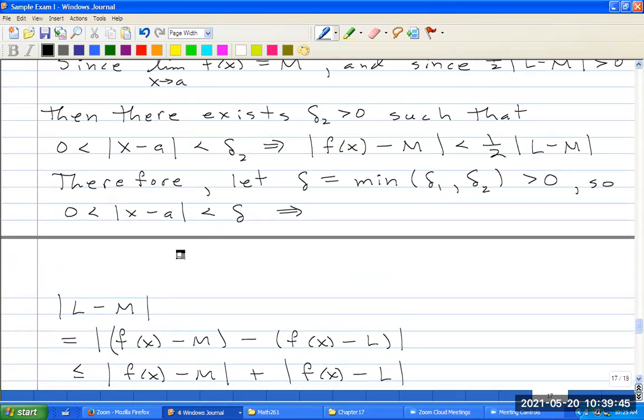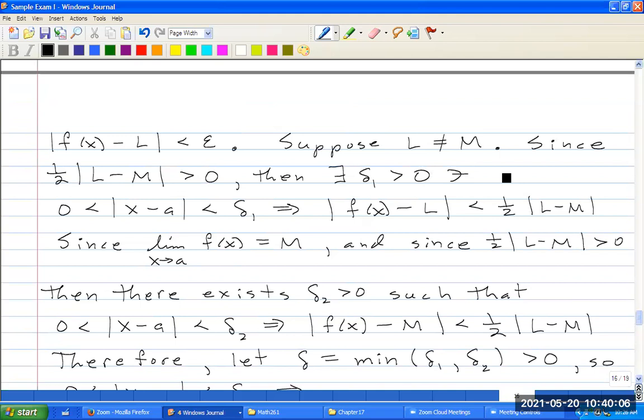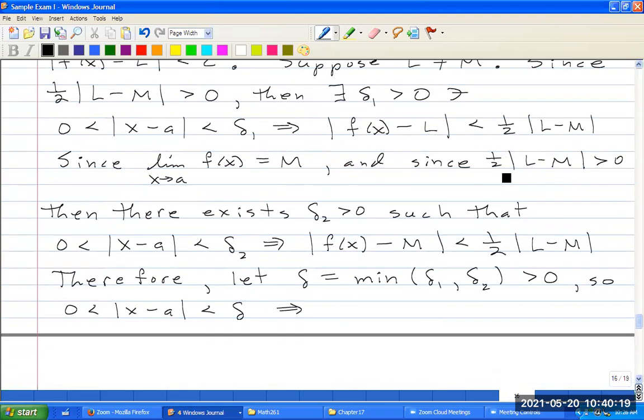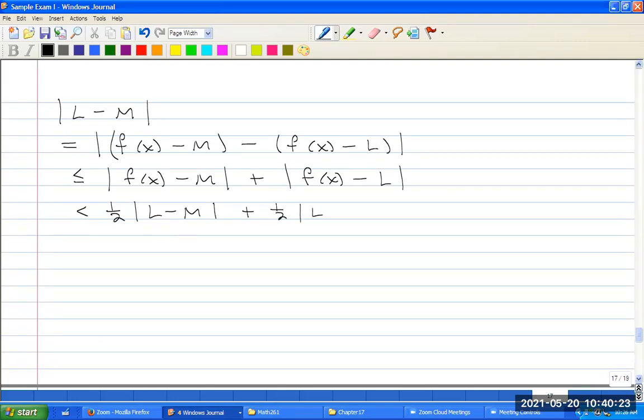Next, since x minus a in absolute value is between 0 and delta, and delta is the minimum of delta 1 and delta 2, then x minus a in absolute value is between 0 and delta 1. And so we have that the absolute value of f of x minus L is less than 1/2 L minus M. So this is also less than 1/2 L minus M, which totals L minus M. But how can the absolute value of L minus M be less than the absolute value of L minus M? How can 12 be less than 12? You can't have a number less than itself. So that's a contradiction.